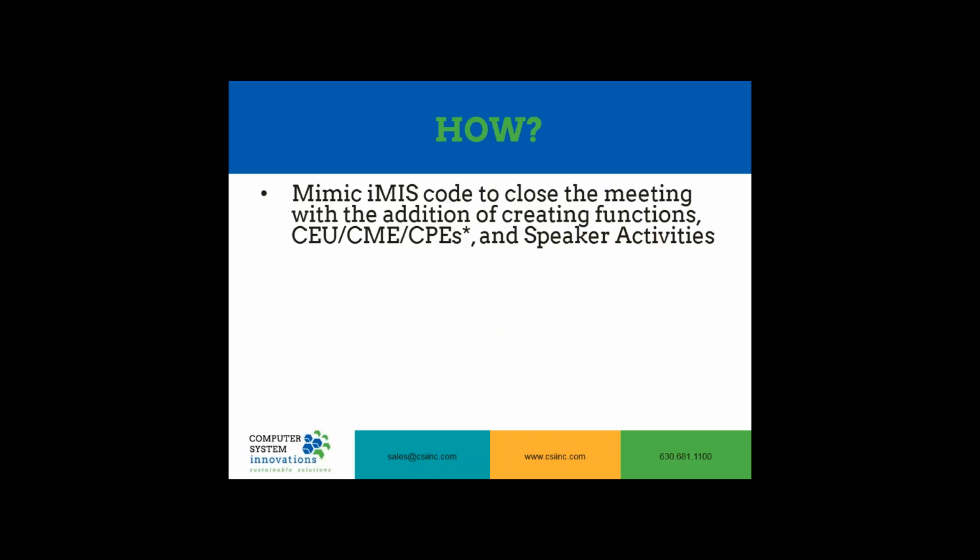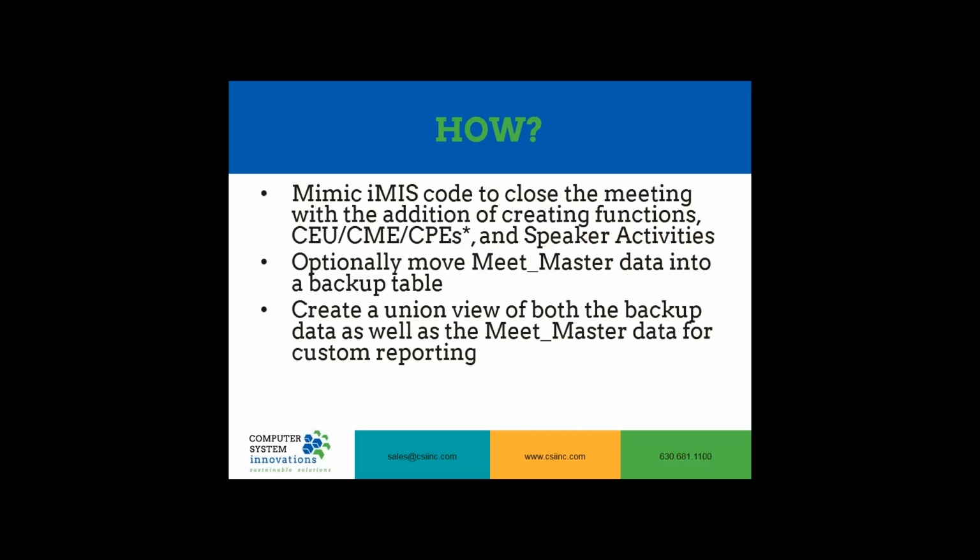Well, we mimicked the iMIS code. And we said, well, let's clean up iMIS so you don't see closed events. Let's make it optional too. Let's make it so that you can move data from MeetMaster, the main screen in iMIS, hide that and move it to a backup table. And then we said, well, let's create a union view, and let's tie the existing iMIS data and the backed up data together. So if you have a custom report, it'll work.